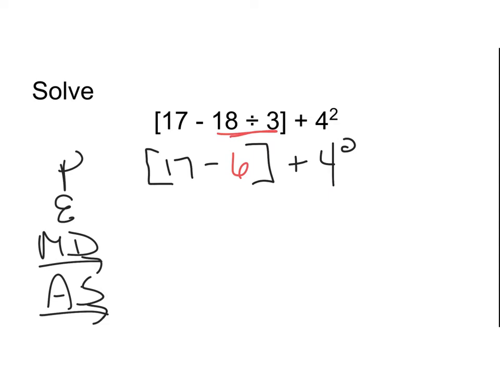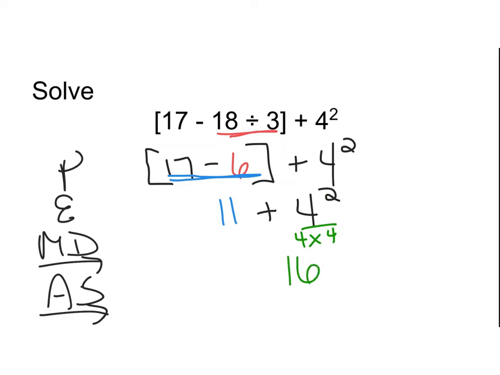Then the next part is to continue with parentheses. So in this case, 17 minus 6, so that's going to give you 11 plus 4 to the second power. Now I'm going to go ahead and solve 4 to the second power. Remember, 4 to the second power is 4 times 4. So 4 times 4, and that's going to give you 16.